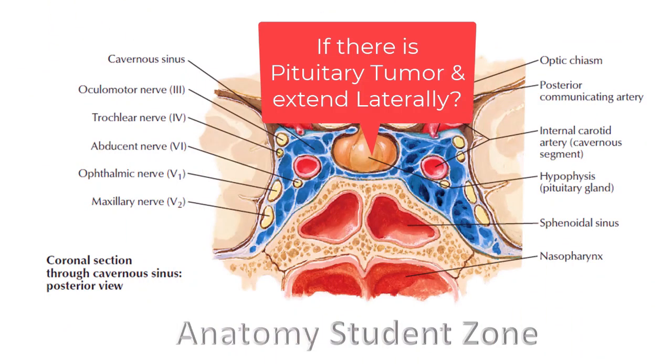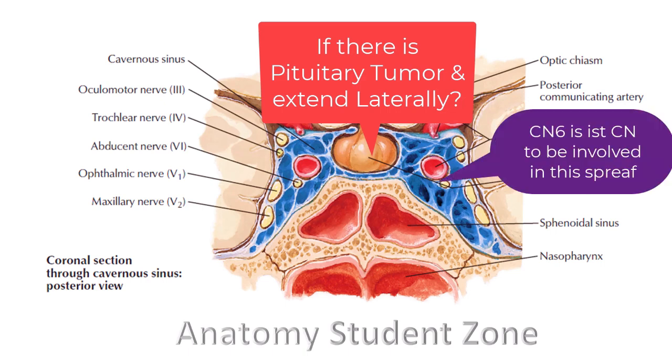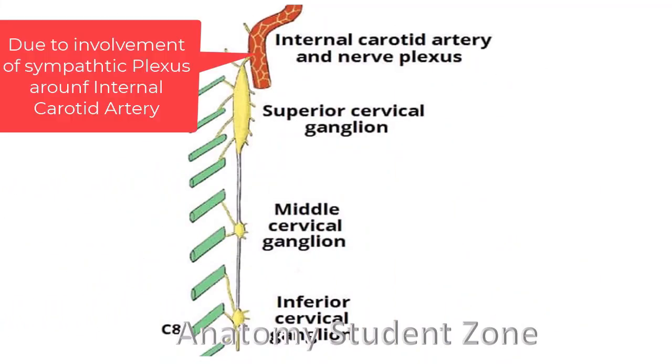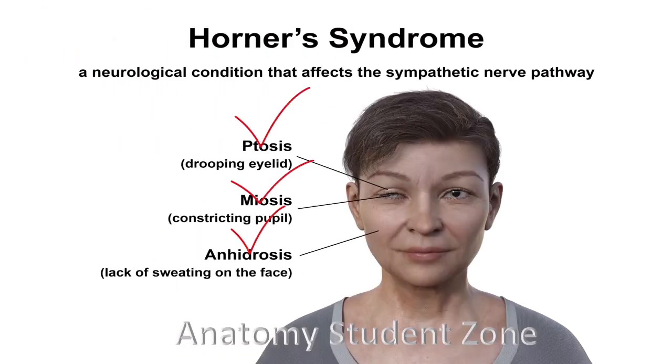Similarly, if you observe a patient on the clinical side and you identify a pituitary tumor, if it expands into the sinus, it can involve cranial nerve 6 first. Why is it going to involve cranial nerve 6? Because cranial nerve 6 or abducent is the most medial cranial nerve. So if a tumor expands, first it will involve this nerve. Another is Horner syndrome, which involves the sympathetic plexus around the internal carotid artery. If it's damaged, the patient is going to present with ptosis, miosis, and anhidrosis.